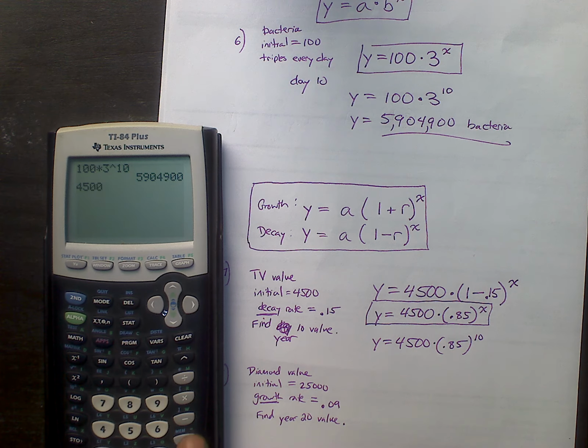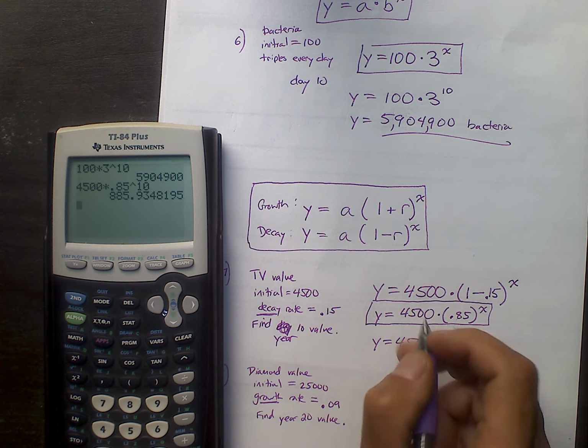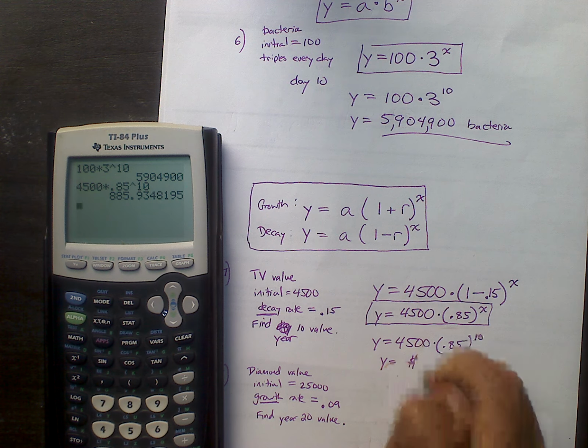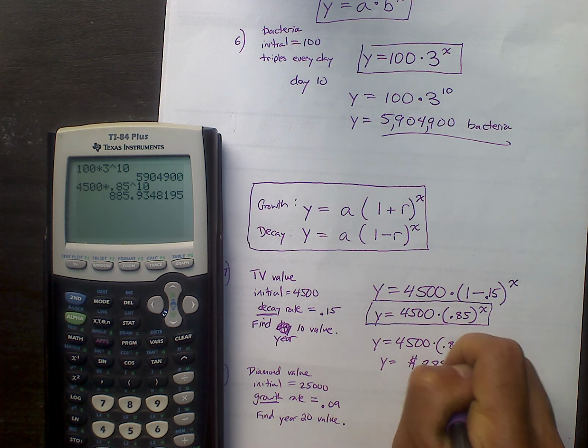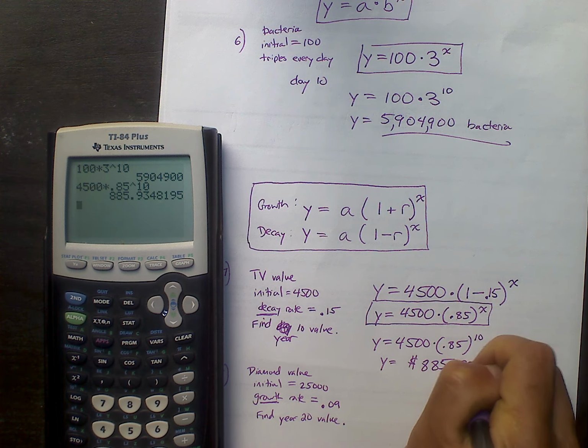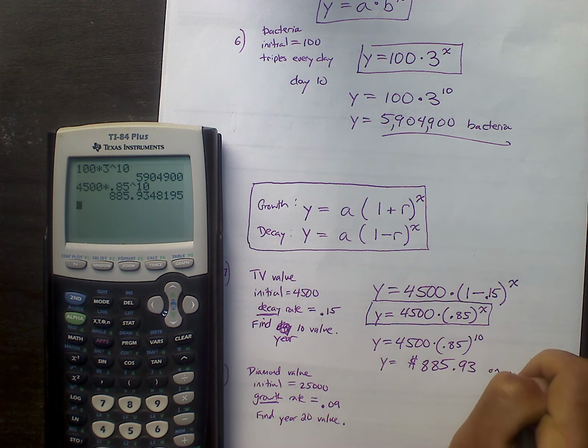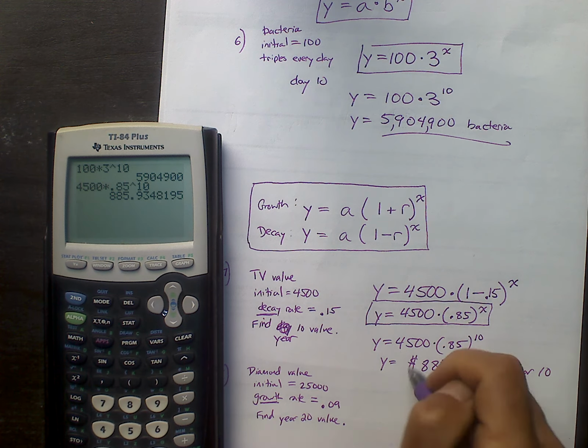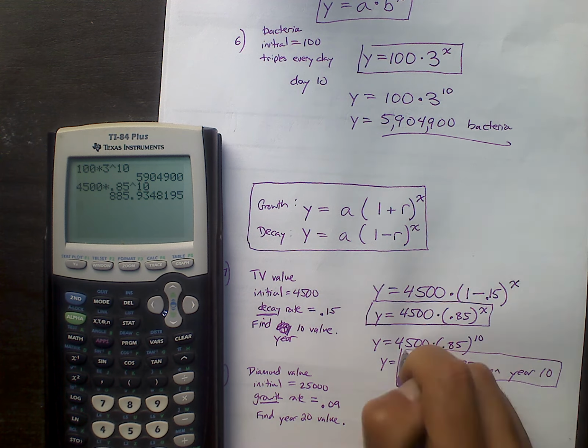4,500 times 0.85. Because I already subtracted, I don't need the parentheses. But if you're going to do this in one step, make sure that you're using the parentheses. Raised to the 10th year. Okay, I'm hoping for something that is less than 4,500 because it's decaying in value each year. So on year 10, the TV should be worth $885.93 on year 10.